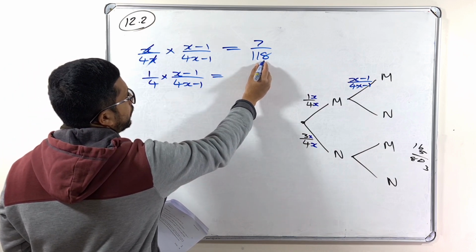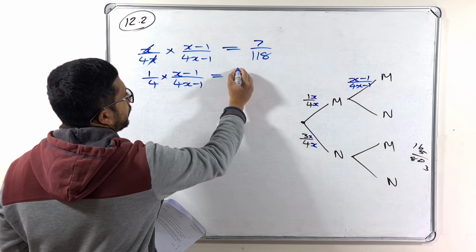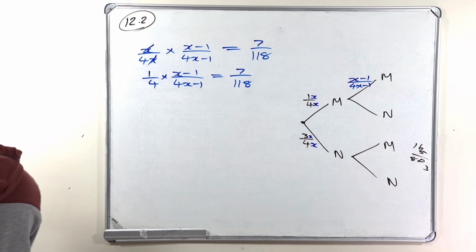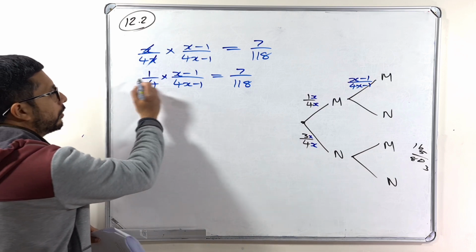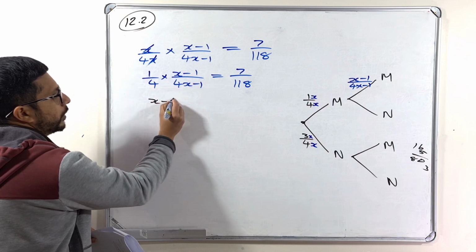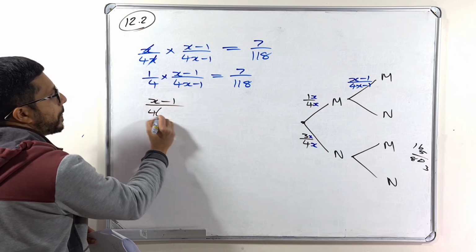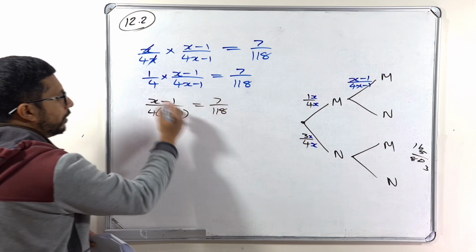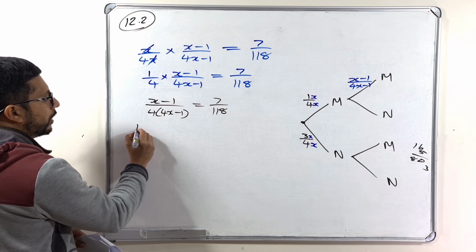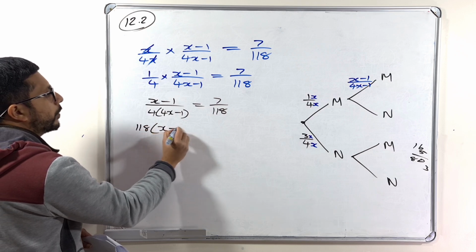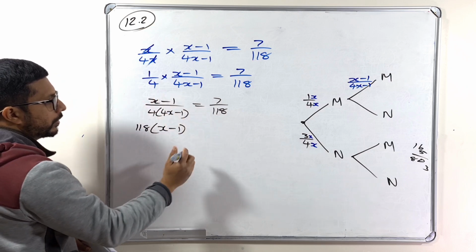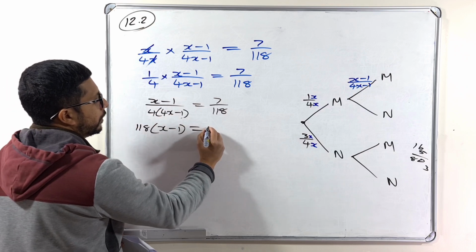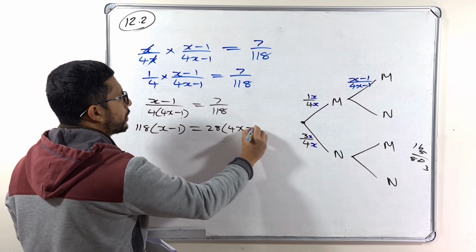7 over 118. You can't simplify that. Now what is this one? This is just the algebra section that you have to apply. 1 times x minus 1 is x minus 1. 4 times 4x minus 1 is equal to 7 over 118. Cross multiply. So it is 118 into x minus 1. This 118 you multiply with this one, is equal to 7 times this one. 7 times 4 is 28 into 4x minus 1.